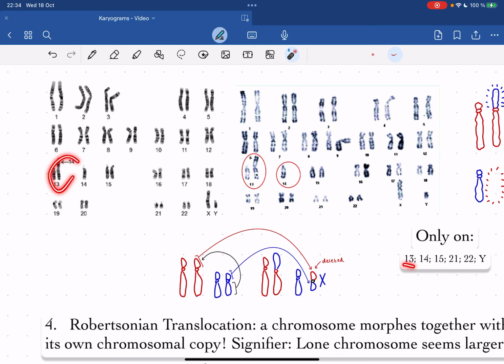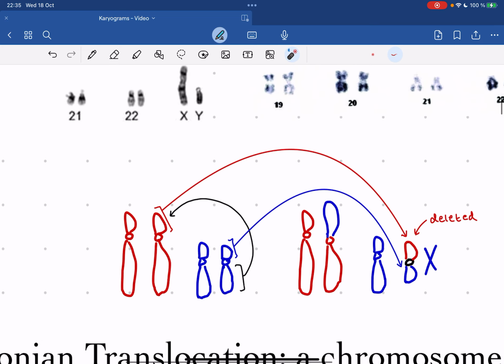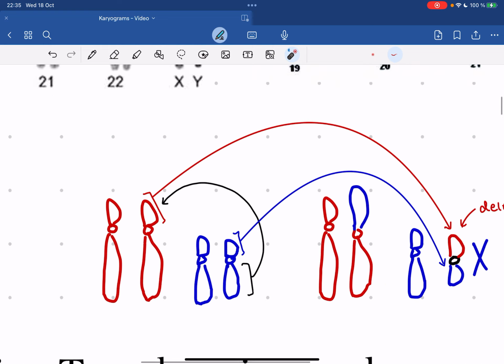Which matches this and this. Okay, so what is it that happens? Acrocentric chromosomes have very small, I think it's called P arms. Oh God, it's either P or Q, but I'm pretty sure it's P. Please correct me if I'm wrong. But they have very short top arms, you could say.